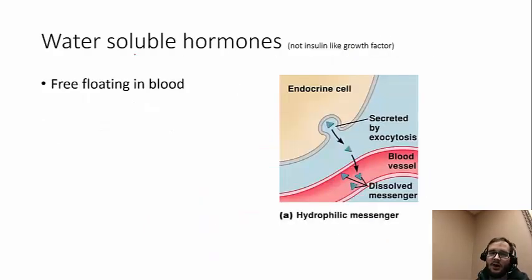So the water-soluble hormones, these can be prevented from exiting a cell. So these have to be secreted by exocytosis. They don't just diffuse outwards like the lipid-soluble hormones. And these are going to just dissolve very easily inside of the blood and get transported around.